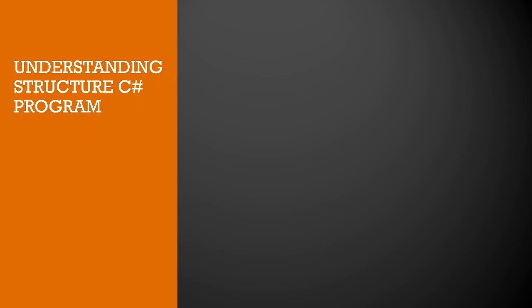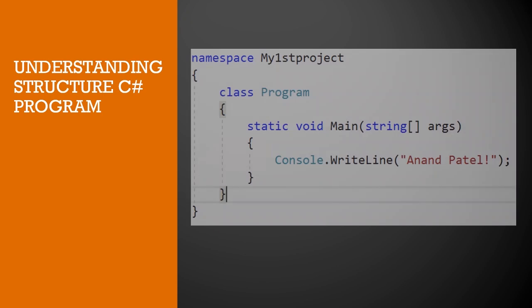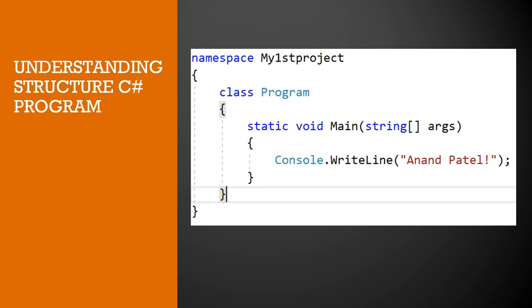Understanding the structure of a C# program. So let's see our first example of how a C# program looks like. This is a typical program, a very basic program where you display your name. We have namespace, we have a class, we have static void main, and console.writeLine.